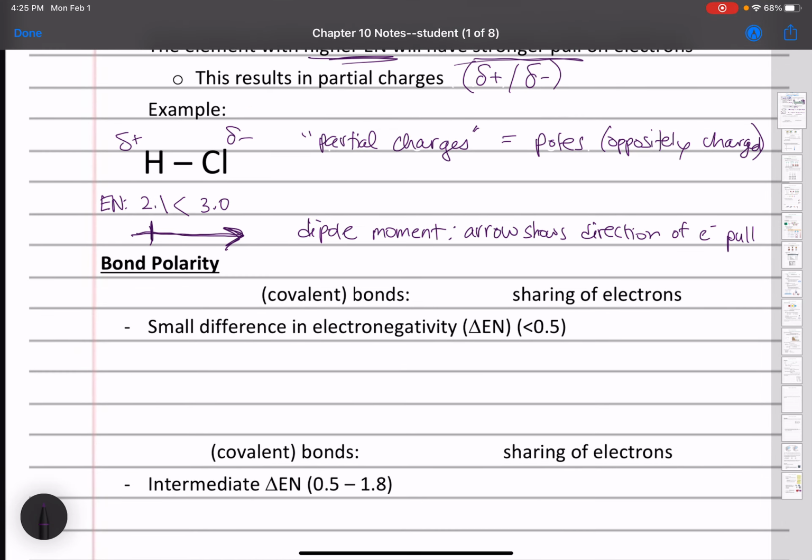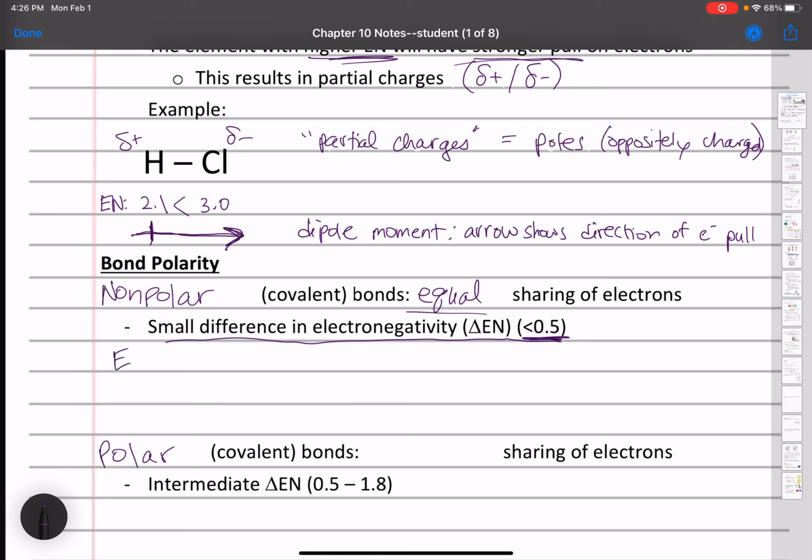So molecules can be either nonpolar or polar. So a nonpolar covalent bond and a nonpolar covalent compound, they don't have poles, so they don't have unequal sharing, which means that they do have roughly equal sharing of their electrons. So if two atoms have similar electronegativities, so they're within about 0.5 of each other, this results in relatively equal sharing, and so you end up with no partial charges.